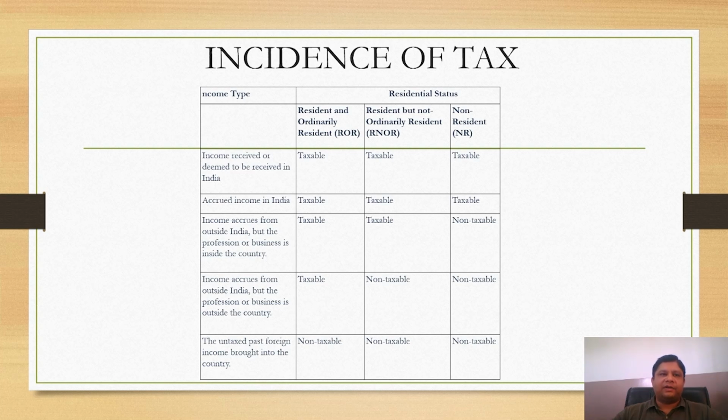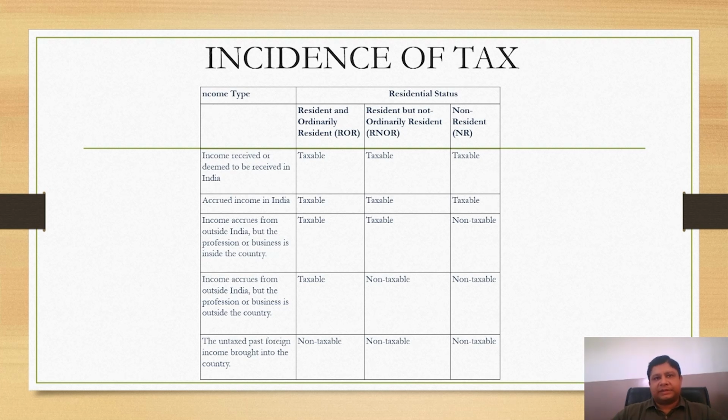Now the fifth category of income is income which accrues or arises outside India and is received outside India during the years preceding the previous year and remitted to India during the previous year. Such income is not taxable in any of the residential status. So hope you understood the types of income and its taxability under various residential status. So let's sum up this unit with a short summary.